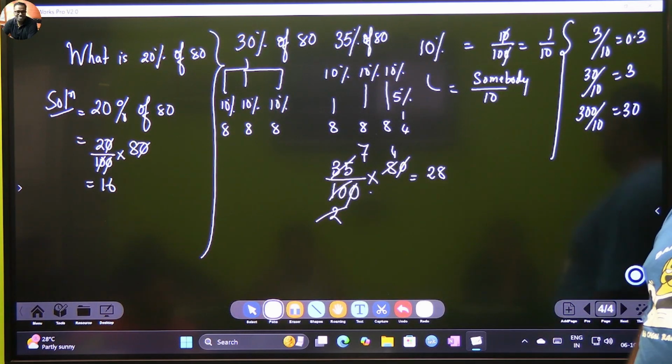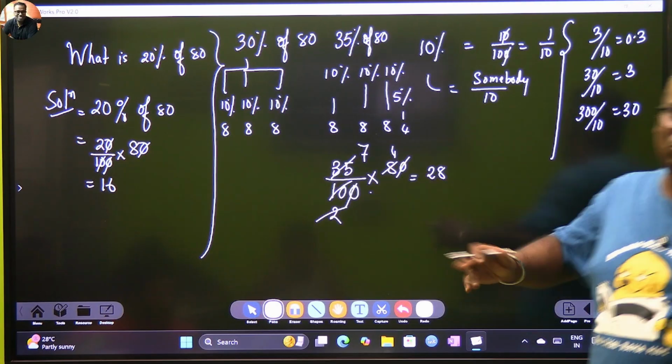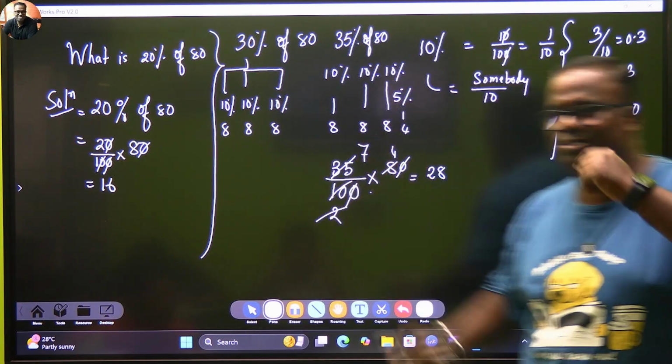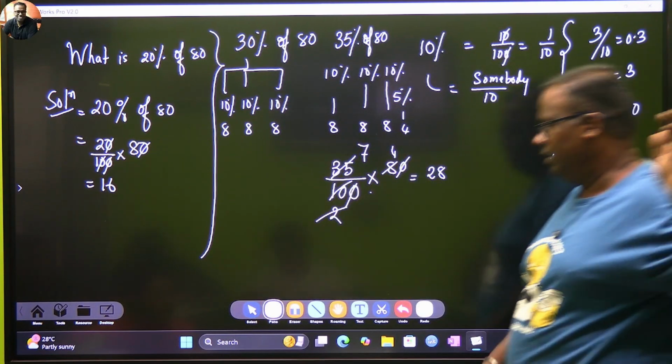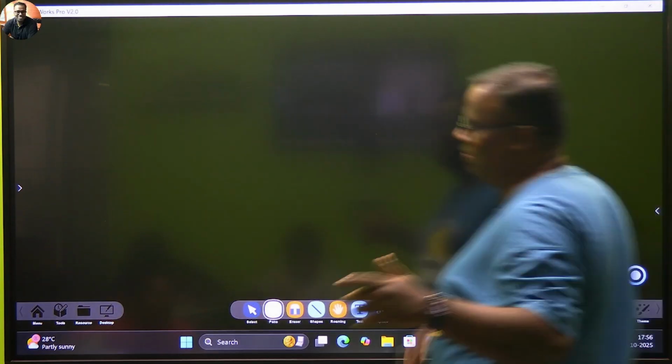So let's do some more mental mathematics. It's not about who answers first, it's whether we understood the trick or not. Okay? Right. So let's take one more problem.